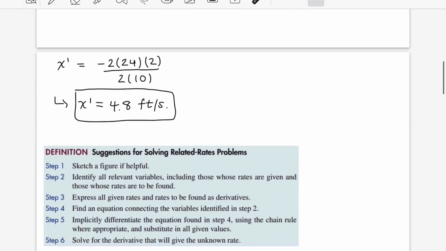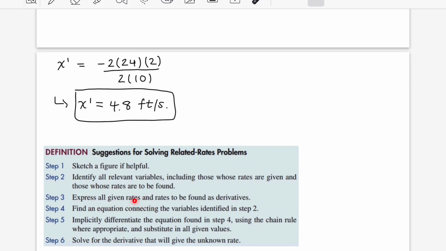So with that, here is the formal definition or procedure of solving our related rates problem. So first we'll sketch a figure if it'll be helpful. And as you saw in the last example, it is pretty helpful to have a diagram to refer to. Then we're going to identify all relevant variables, including those whose rates are given and whose rates are to be found. So just how we did in the last example, identify what's given and what we're trying to find, and all the other variables that are relevant.